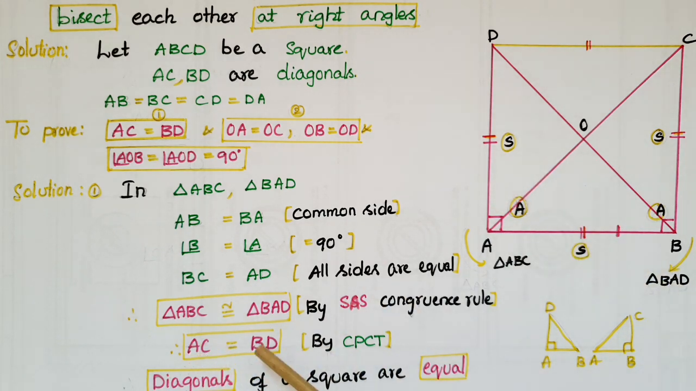So AC is equal to BD by CPCT. Then we can equate these two diagonals because these two are corresponding parts of these two triangles. So we can say the diagonals of a square are equal.